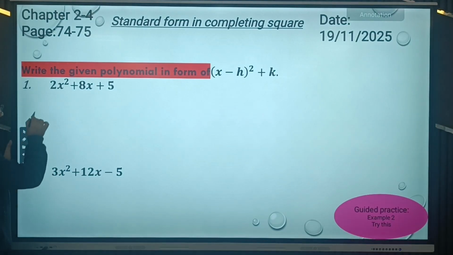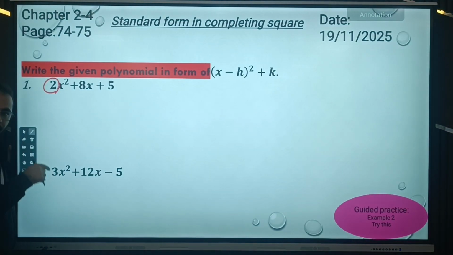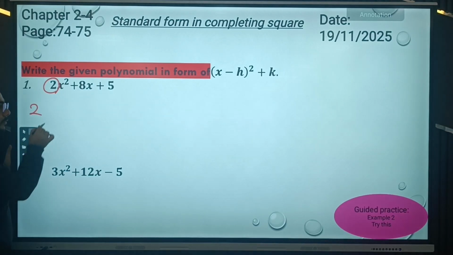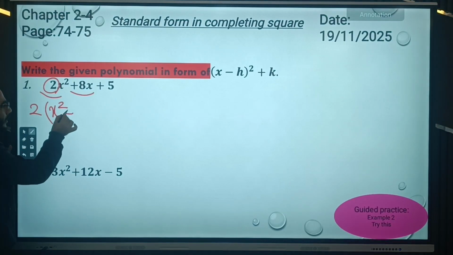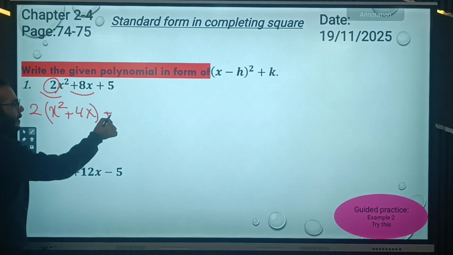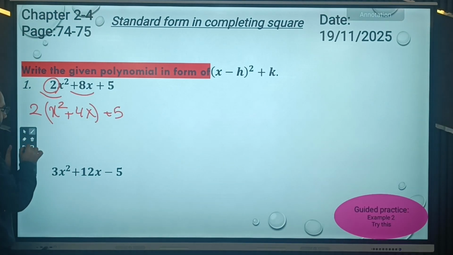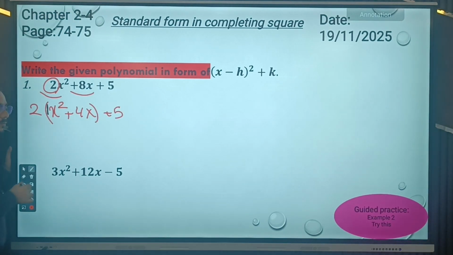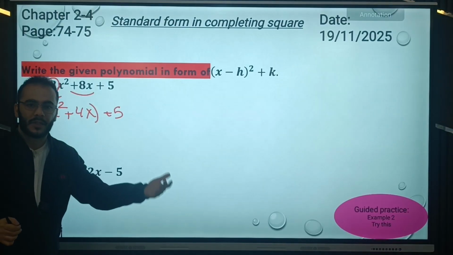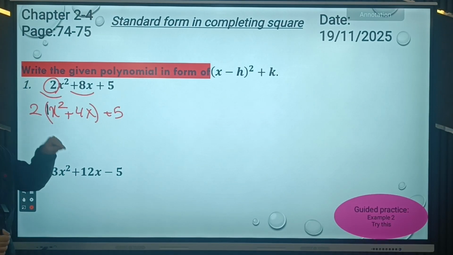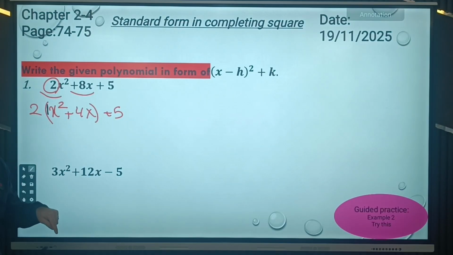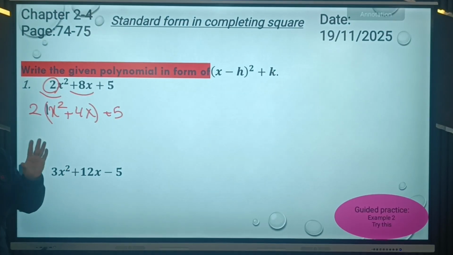We said to take that coefficient as a common factor from only the x terms. So take 2 from these 2 terms. If you take it, what will remain? x squared plus 8 divided by 2, 4x, plus 5. As you can see right now, the coefficient of x squared became 1. So we can go to the second step. The second step, remember, says to divide the coefficient of x by 2, power it by 2, and whatever you got, add it and subtract it.